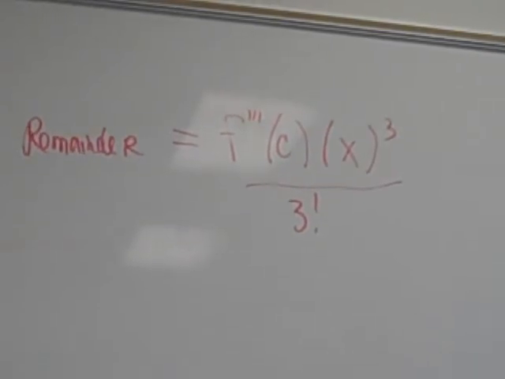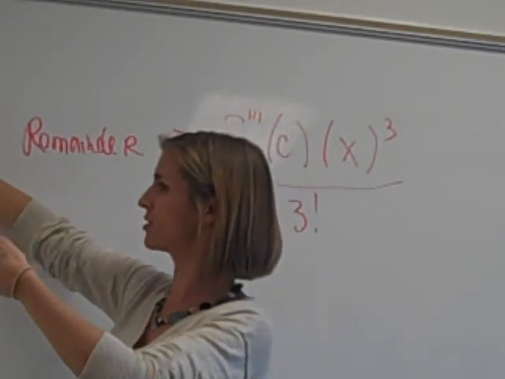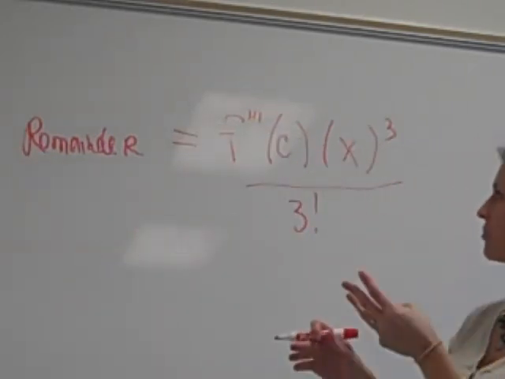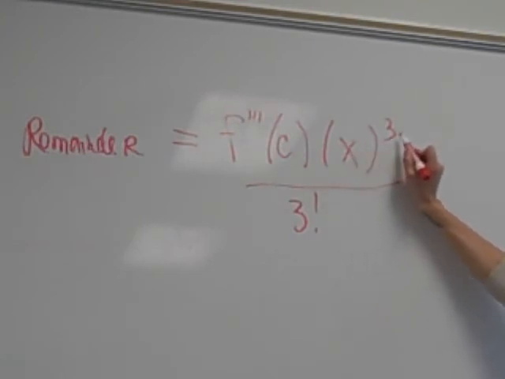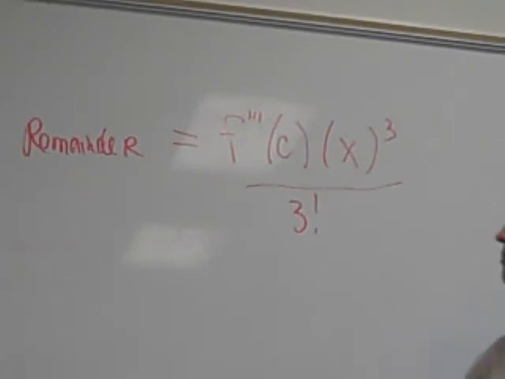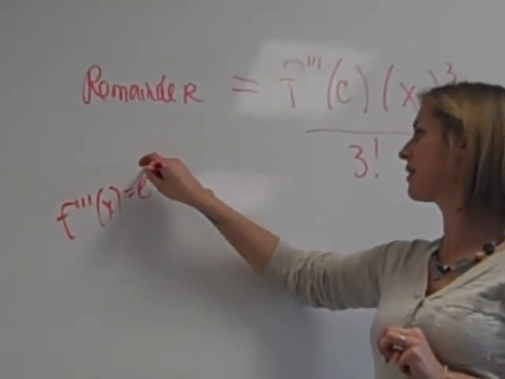Do you get why? The formula for the remainder says we're going to use the next derivative. So if my series goes up to a degree of 2, my next derivative will be the third one, times x minus a, but this is centered at 0, so x minus 0 to the third over 3 factorial. This one should be gettable, a lot easier than the last one. So the third derivative is e to the x.